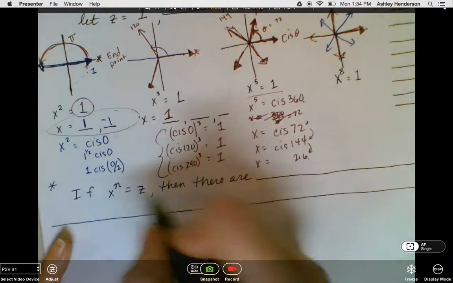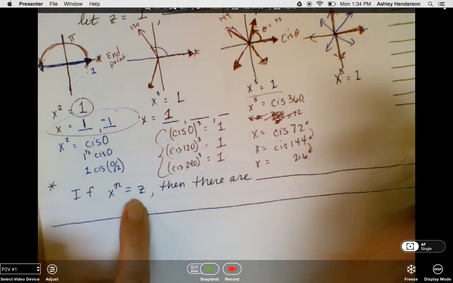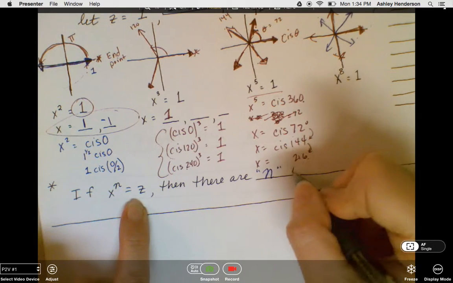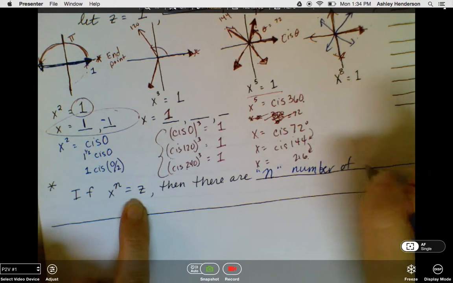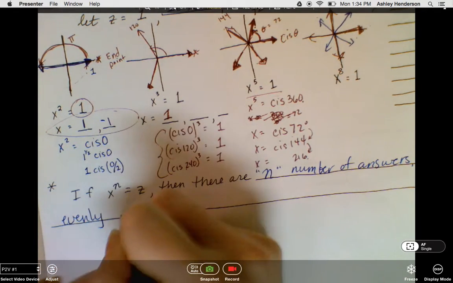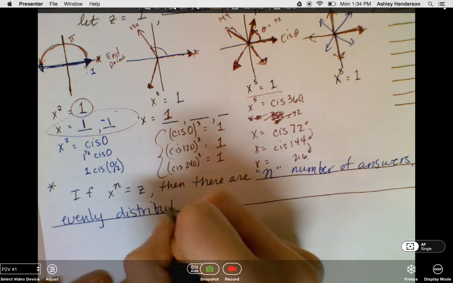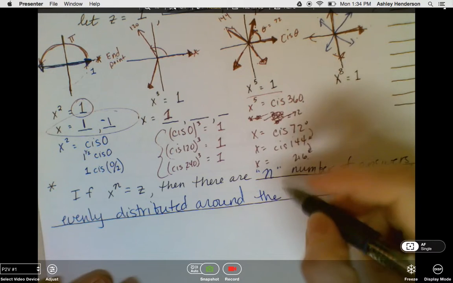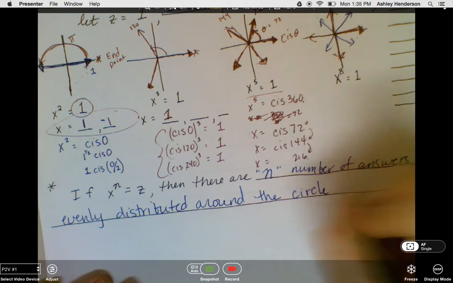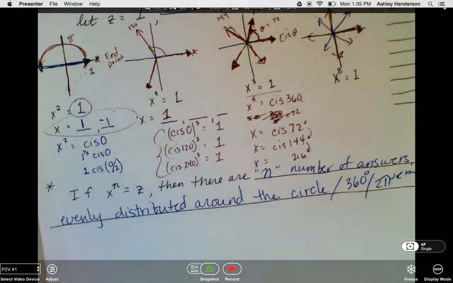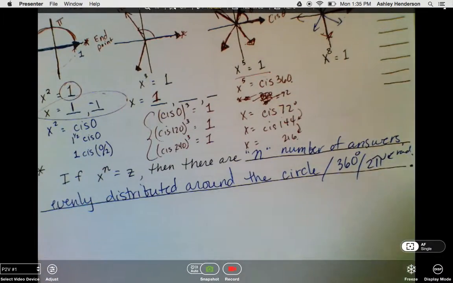So if x to the nth equals z, then there are n answers evenly distributed around the circle, or around the 360 degrees, or maybe 2 pi, doesn't matter, however you want to note those, that's radians. Then we're going to go on and look at some more kind of ugly looking ones here in a minute.